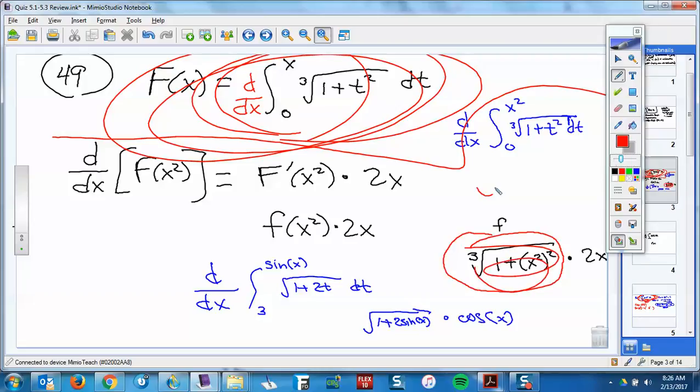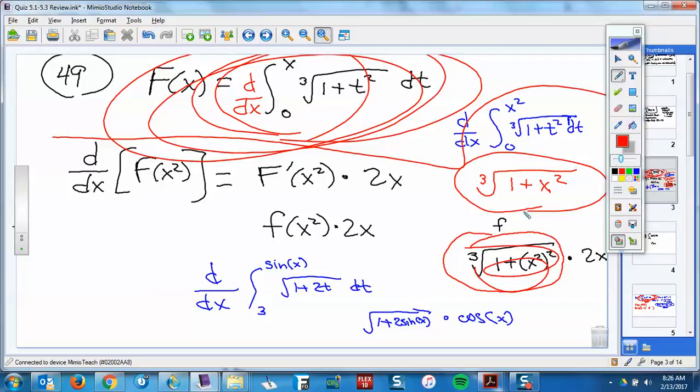Oops, no, that's not right. Cube root of 1 plus x squared. That's all you're going to do. You're not going to plug in the 0. It's just the derivative of the antiderivative. They just cancel each other out. It's just that right there. That's it. It's cube root of 1 plus x squared.